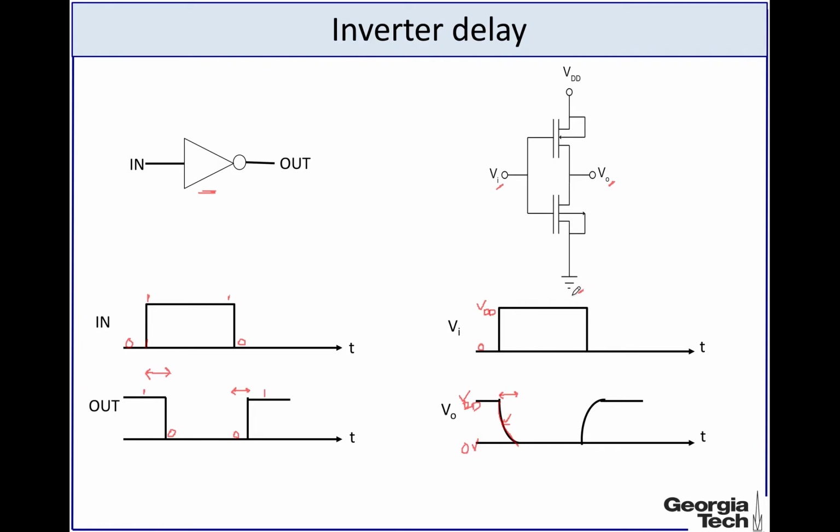Similarly, when the input goes from VDD to 0, the output goes from 0 to VDD, but again the change is not instantaneous, rather it takes some time for the output waveform to go to VDD. And again, the fact that it takes some time for the output to go from 0 to VDD is what causes delay in an inverter.